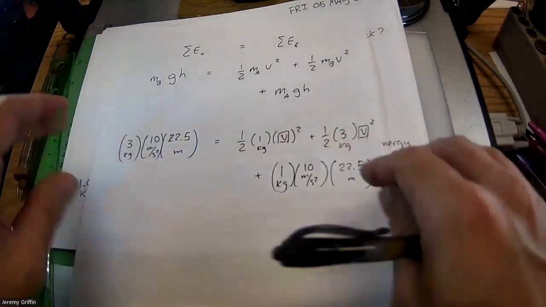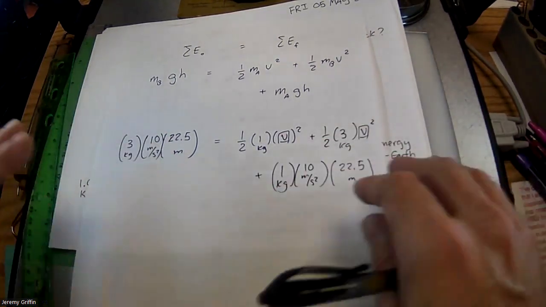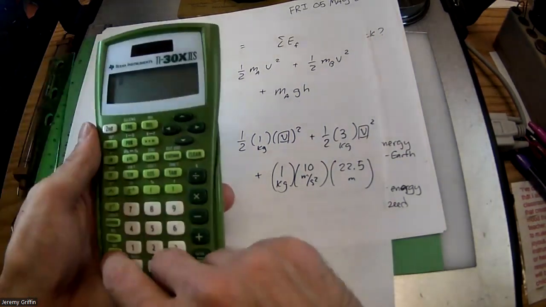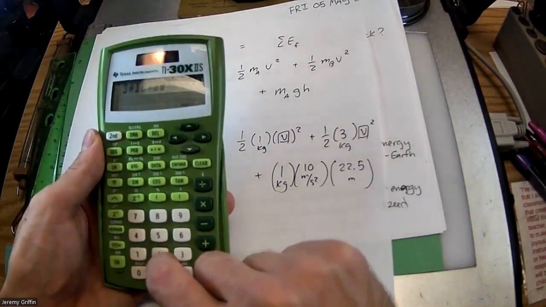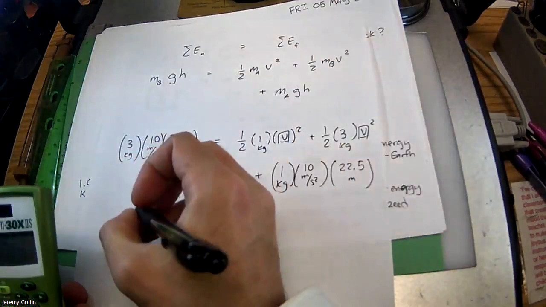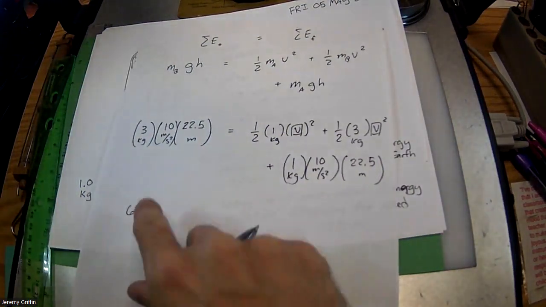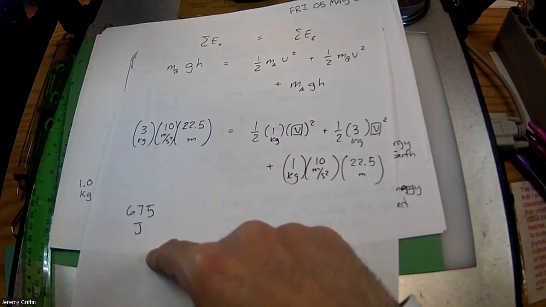There might be different ways you could shuffle this around and think about it, but if you shuffled anything around, you end up with negative signs. This is the way I usually do it with you guys. And so let's see, what is 3 times 10 times 22.5? I'm looking at 675 joules of energy. I should have asked you guys what unit that would be, but you would have said joules, right? We're talking about energy.